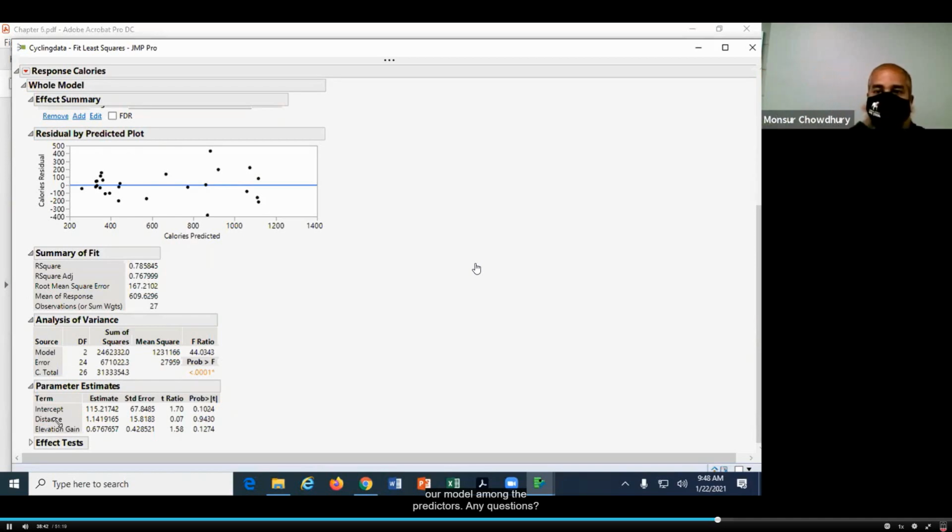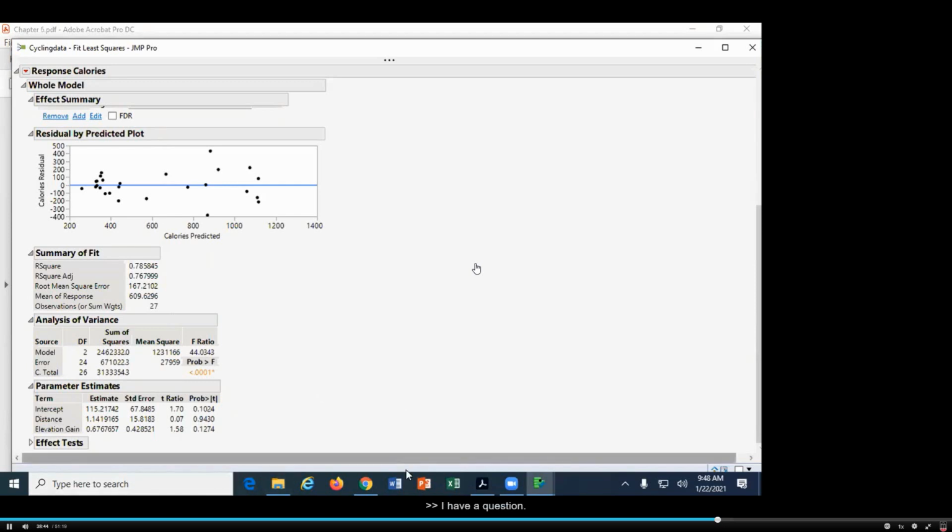Okay. Any questions? I have a question. Yes, sir. Why is the analysis of variance p-value very low, but the parameter estimates are all high? What's the difference between the analysis of variance and the parameter estimates?